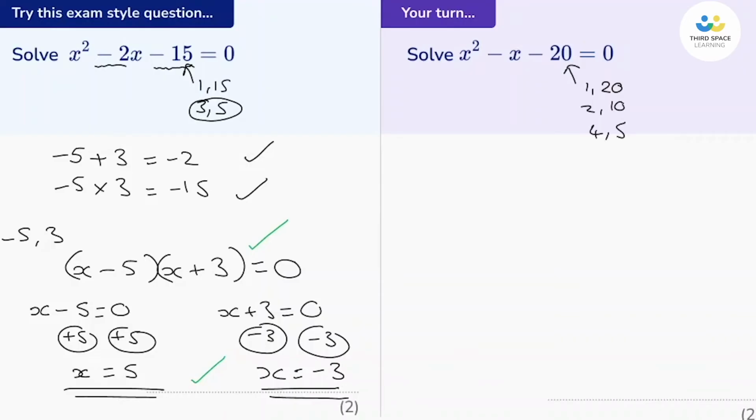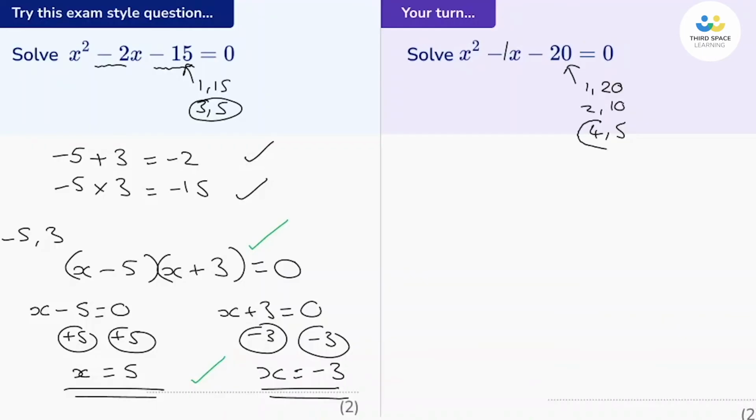And we need a pair of numbers that will multiply to give negative 20, and the same pair need to add to give negative 1, because remember, that's a negative 1 as the coefficient of x. Well, because we're multiplying to give a negative answer, the signs must be different. A positive times a negative is a negative. So let's choose our pair.